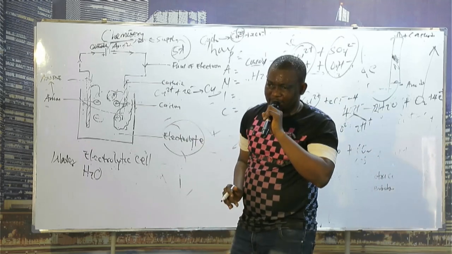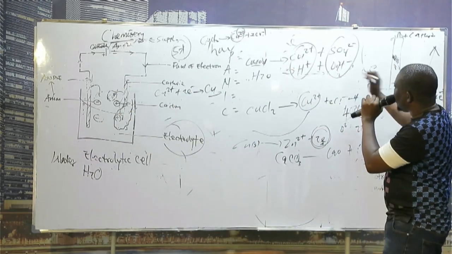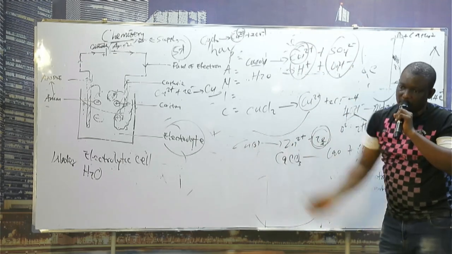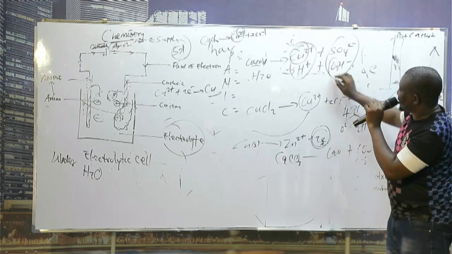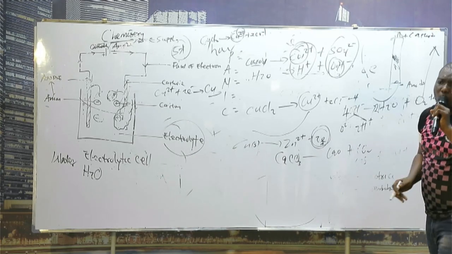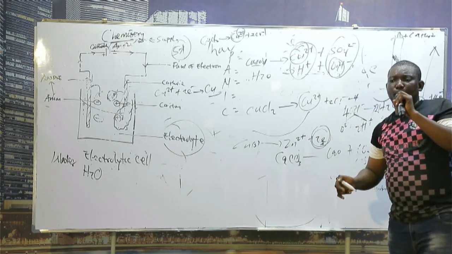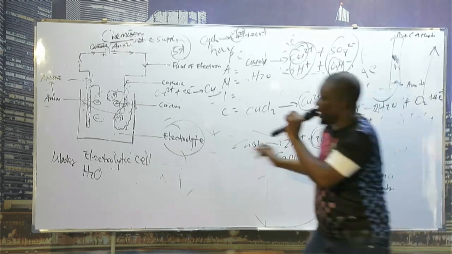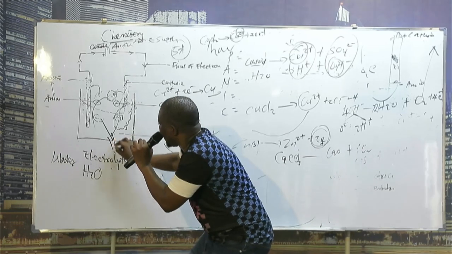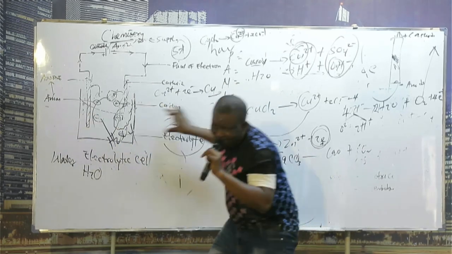Check the gas. The electrolyte is copper(II) sulfate. Where is the copper now? It migrated and was reduced to copper. The other was oxidized to oxygen gas. Which ones do not go? H and SO4. Both will now combine. What will they become inside the cell? They become H2SO4.